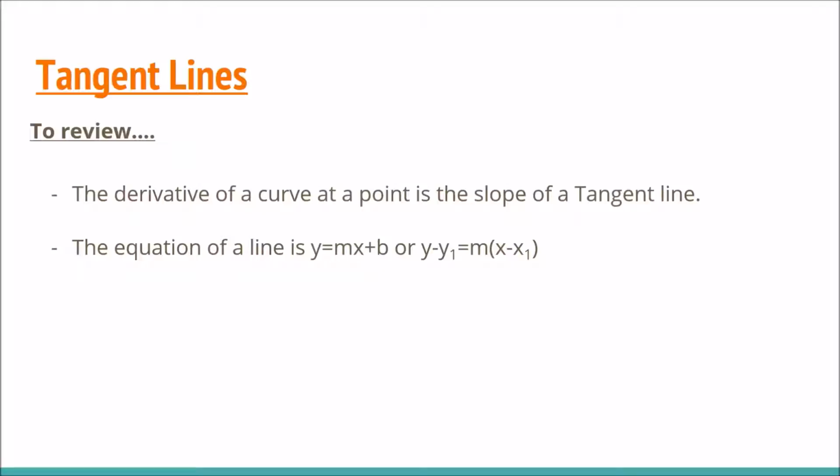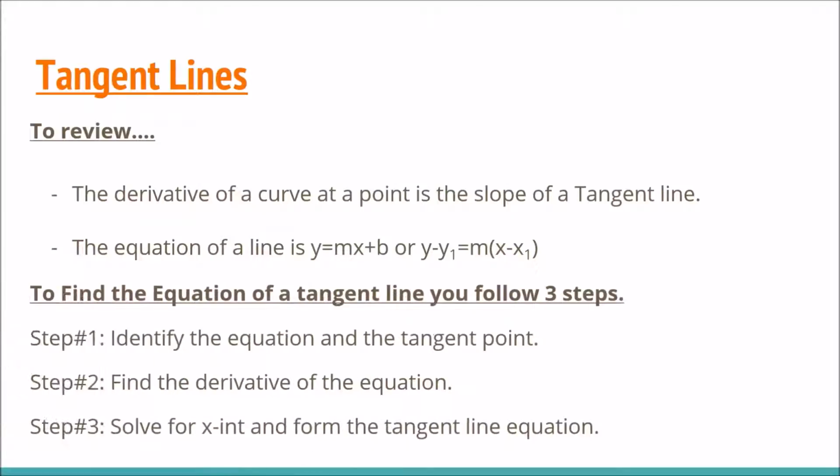To find the equation of a tangent line, you need to follow 3 steps. The first is to identify the equation and the tangent point. The second step is to find the derivative of the equation. The third step is to solve for the y-intercept and form the tangent line equation.